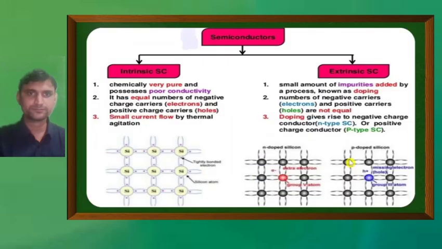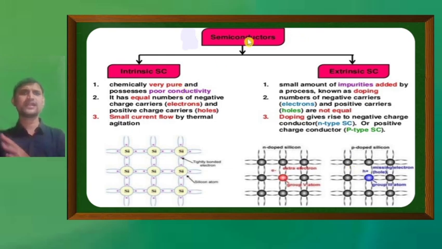Semiconductors are divided into two parts, intrinsic semiconductor and extrinsic semiconductor. Intrinsic semiconductors are chemically very pure semiconductors, and they show very poor conductivity. They have an equal number of negative charge carriers, electrons, and positive charge carriers, holes. A small current flows by thermal agitation. Say there is a silicon atom. This is the diagram which shows intrinsic semiconductivity.